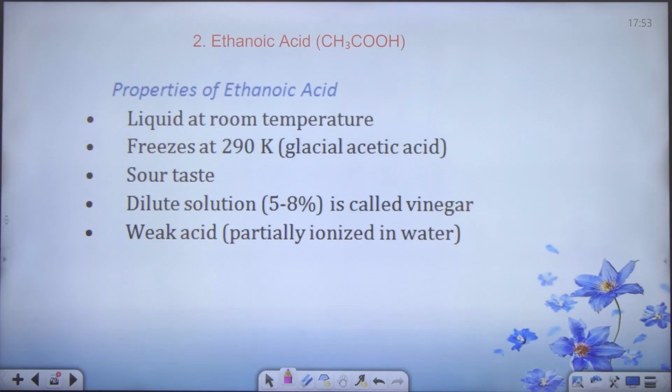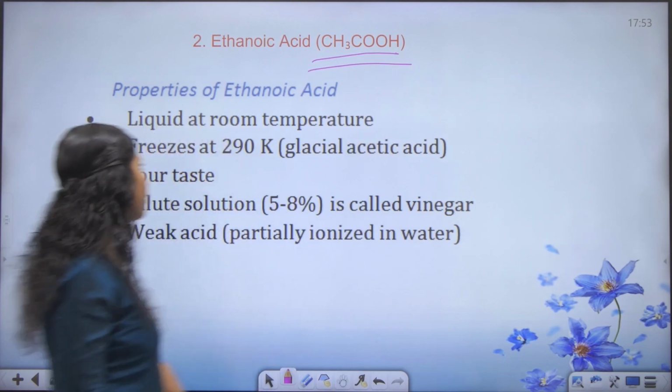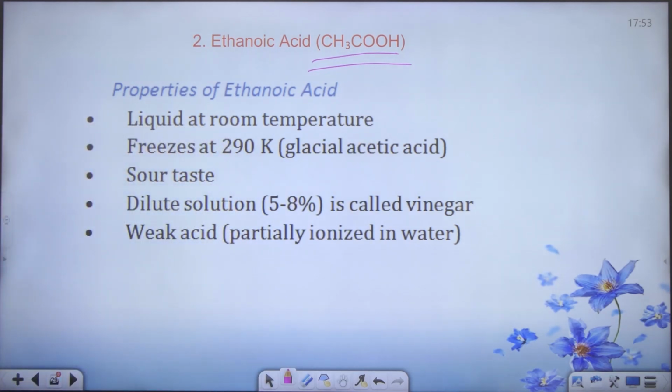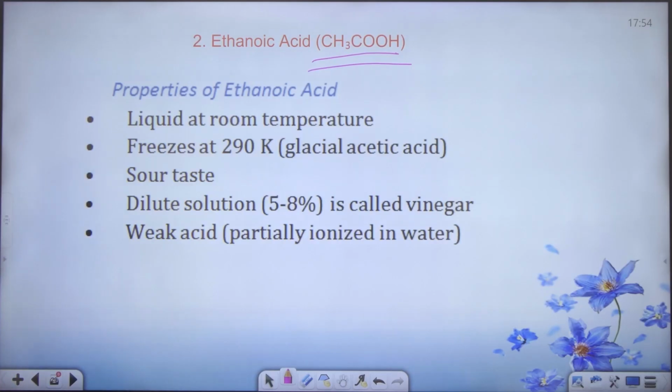The next compound is ethanoic acid. Its molecular formula is CH3COOH. Properties of ethanoic acid: it is a liquid at room temperature, freezes at 290 Kelvin, and is called glacial acetic acid. A 5 to 8% dilute solution of ethanoic acid is called vinegar.